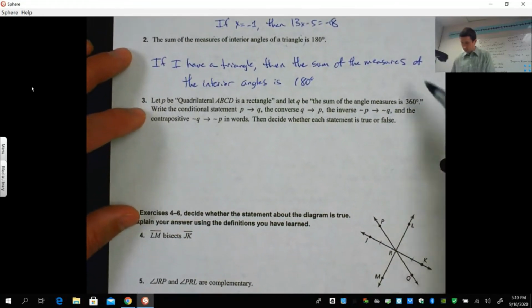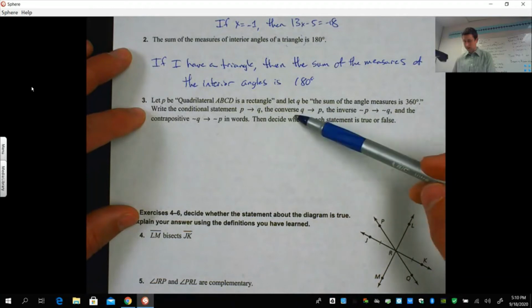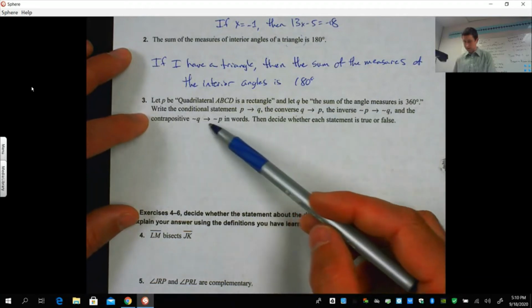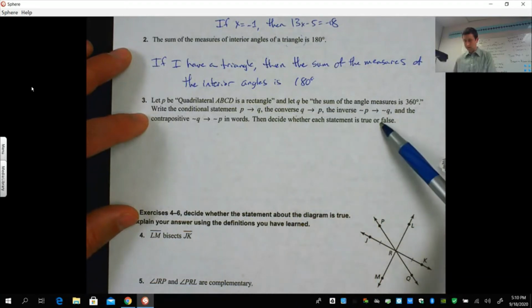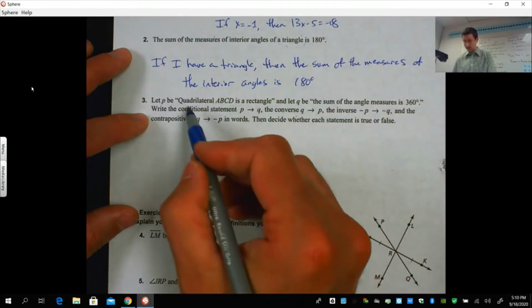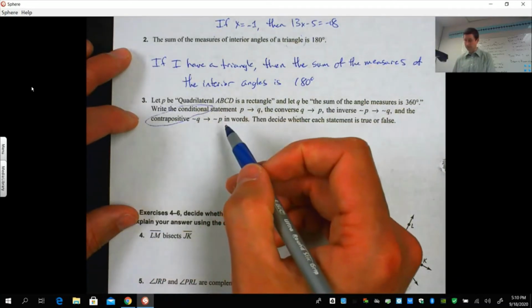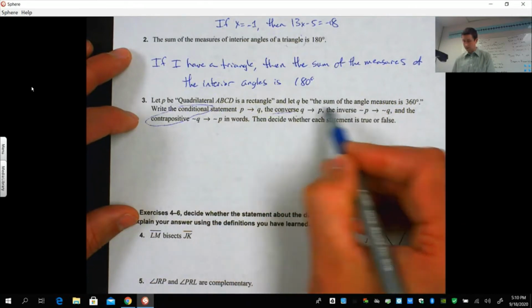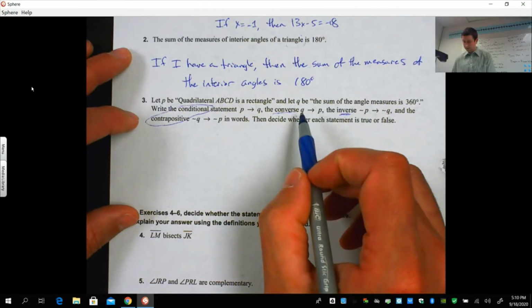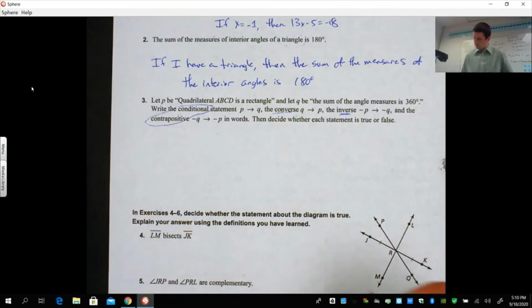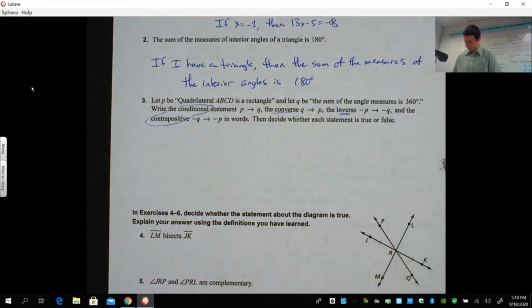Okay, and here's just practice with the conditional statement, converse, inverse, and contrapositive. Decide whether each statement is true or false. Keep in mind the conditional and the contrapositive are linked together, so they should either both be true or both be false. Same with the converse and the inverse. Okay, so we can go over that in class if we need to.